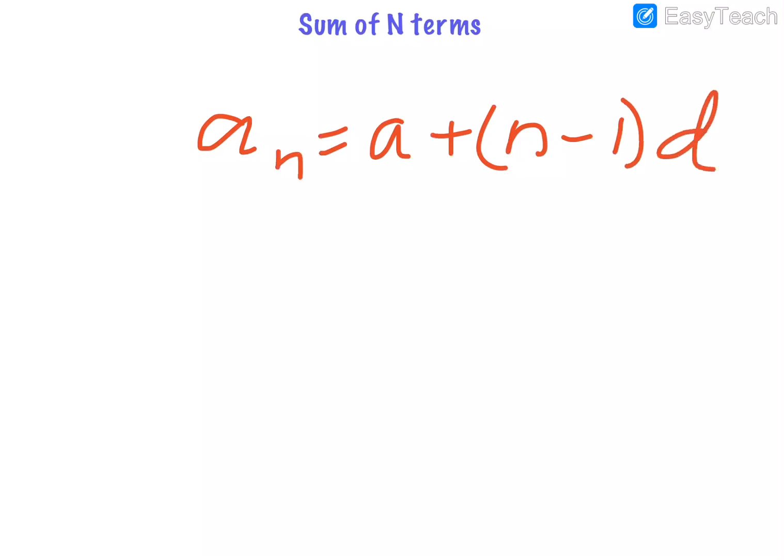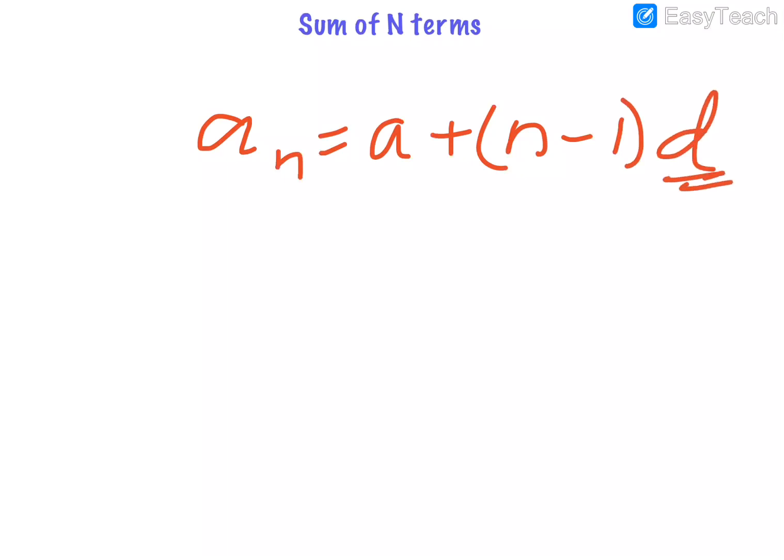Good morning, children. After completing the nth term formula in arithmetic progression, the next big concept is the sum of n terms. How do we find the sum to n terms of an AP? Until 5.1, we were discussing how to find the nth term using the formula an is equal to a plus n minus 1 into d.